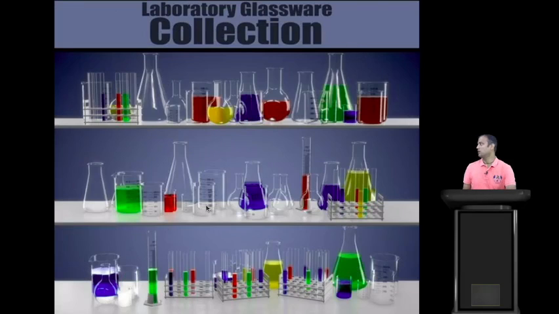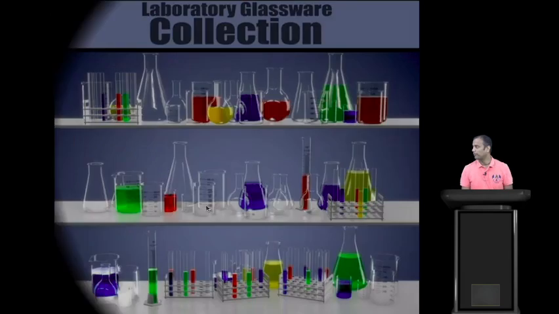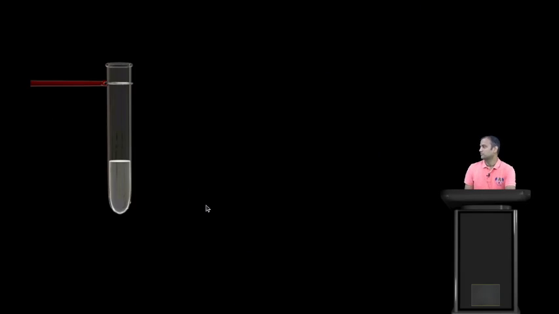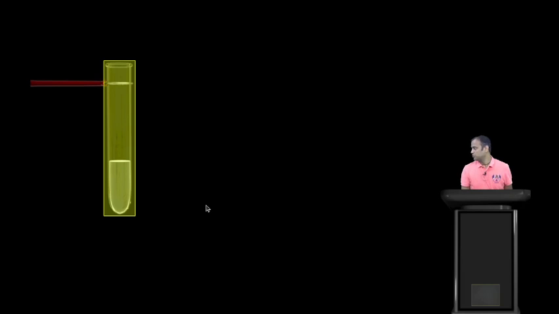Now again we have so many laboratory glassware collections. I think if you have visited your chemistry lab, you have seen so many apparatus there. These are also combinations of solids. Here you can see, what is it called? Yes, can you name it? It is called a test tube.